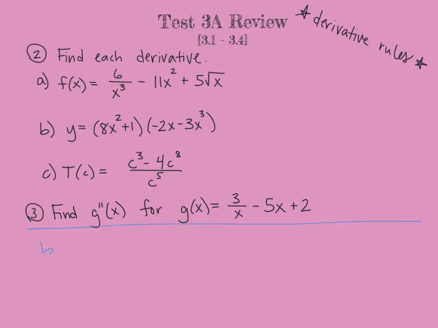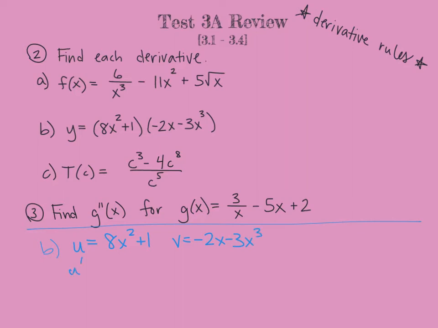For part B, we can use the product rule, or we can use algebra first by multiplying everything out and then using the power rule again. It's up to you. I'm going to use the product rule so we can get practice with it. So actually, instead of writing y equals, I'm just going to write the u and the v, and then we can use our product rule. So u equals 8x squared plus 1, and v equals negative 2x minus 3x cubed.